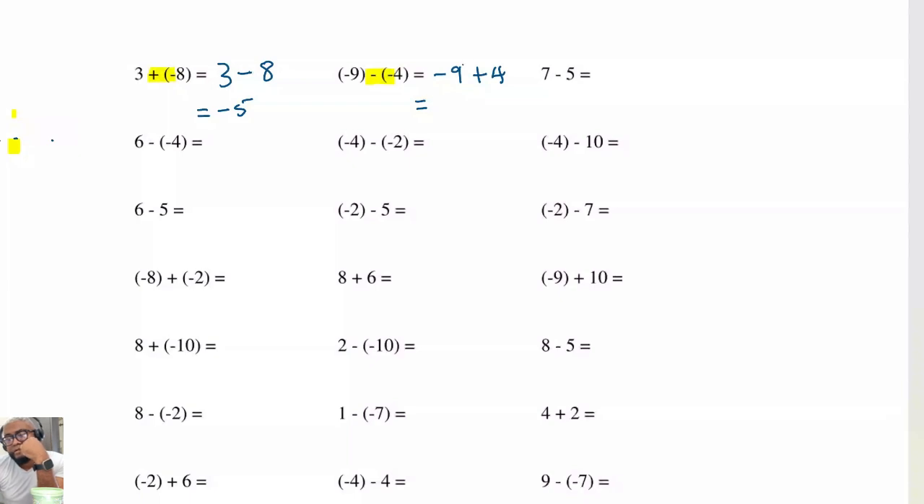Subtract? No, add? Check your notes here. Right, so negative 9 plus 4 gave me negative 5, right? So 7 minus 5 is 2.